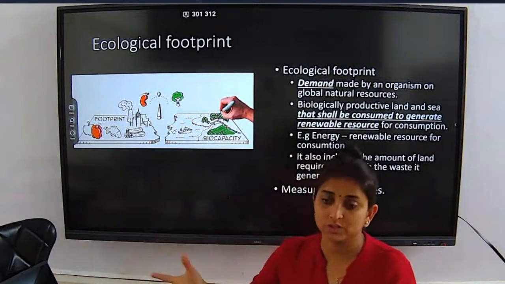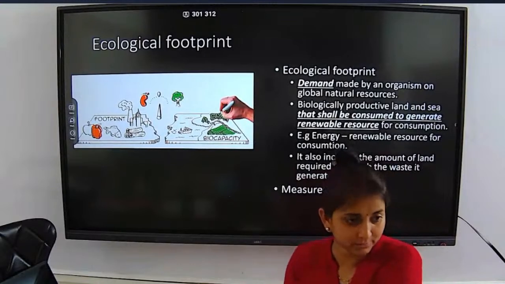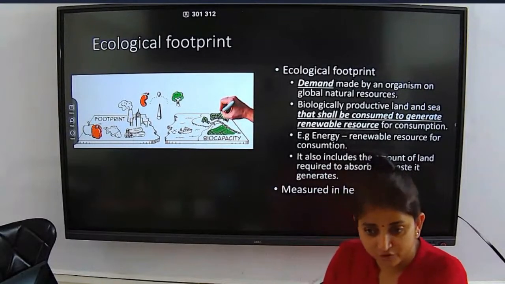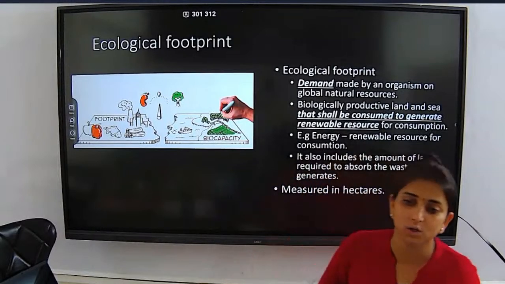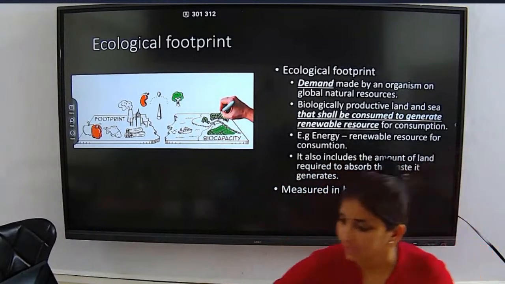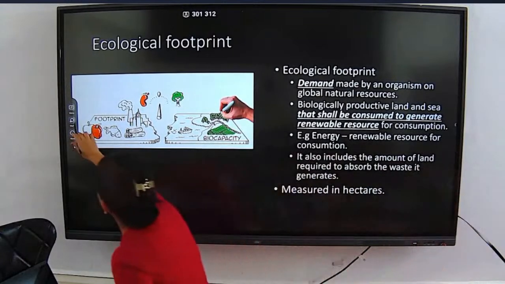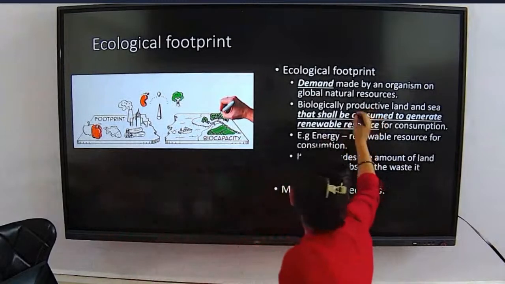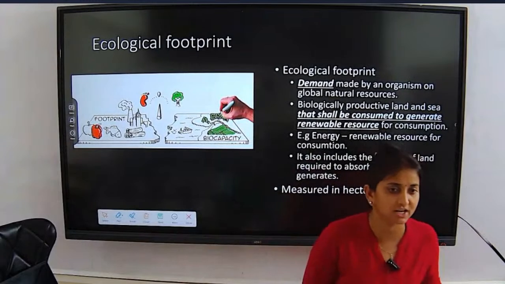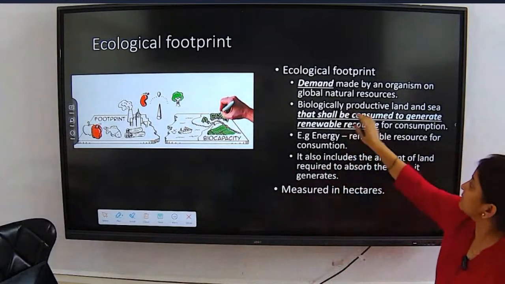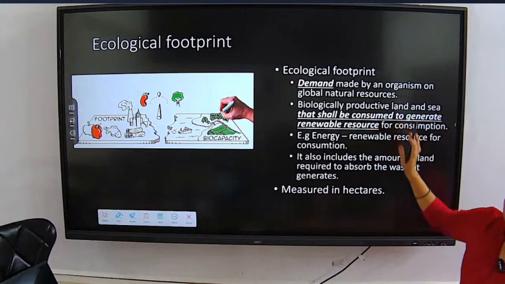That piece of land also, whatever waste you are generating, that waste must be consumed by a piece of land, right? So this land which is consuming your waste will also be coming inside your ecological footprint. Okay, did you understand the meaning? Now, ecological footprint is basically the demand created by an organism. Your demand of electricity, your demand of fan, chair, table, laptop, and all that. All the demand that has been created by an organism on the global natural resources.